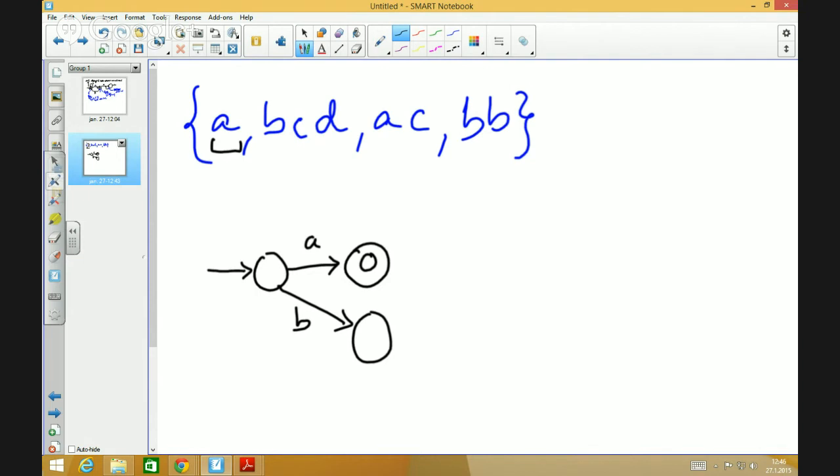Okay, so what if I see anything else to begin with, namely a C or a D? Where do I go? Okay, some of your colleagues are saying loop. But is that a good idea? No. Why? Because if I were looping there, I could see, for instance, CD, CD, CD, CD, A, accept.